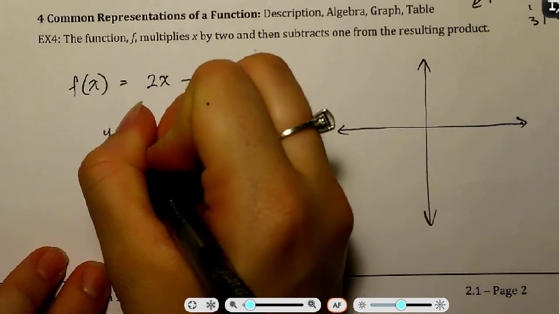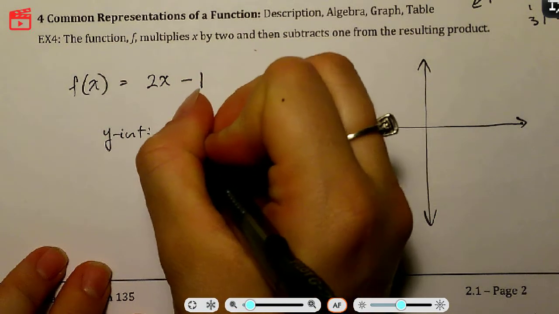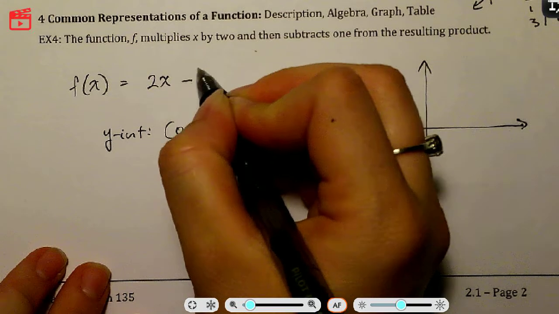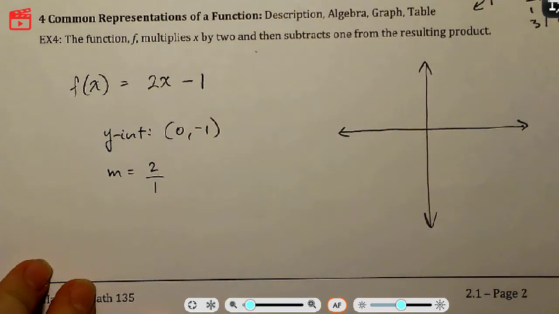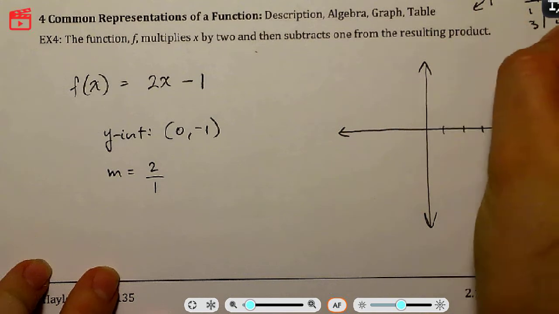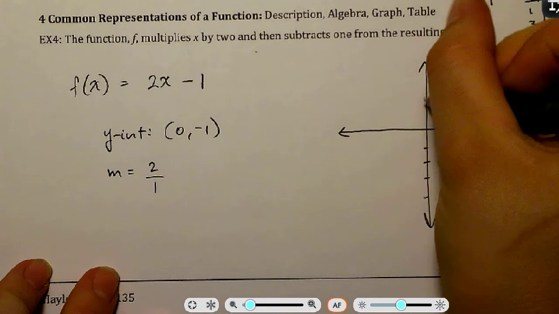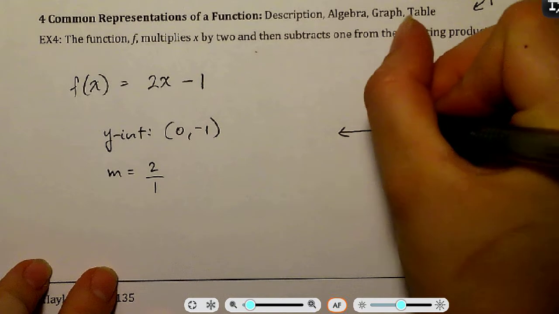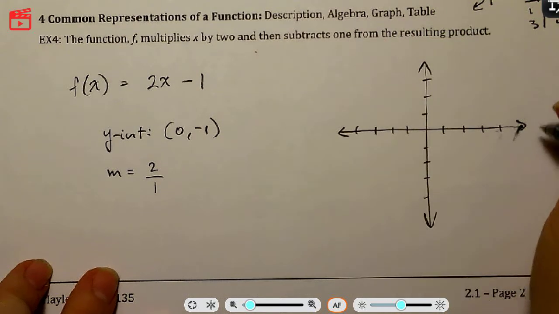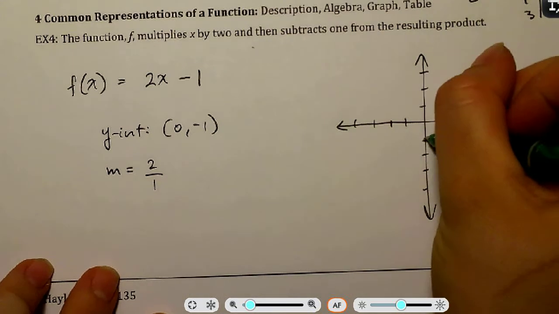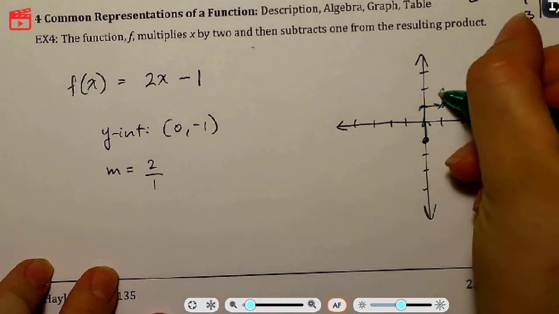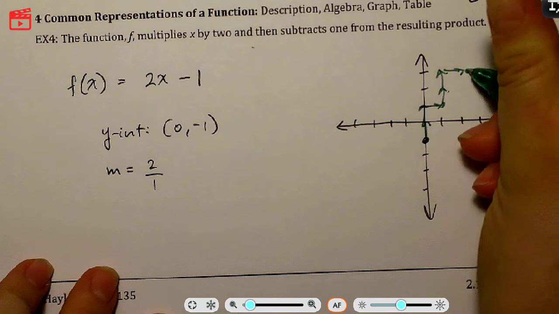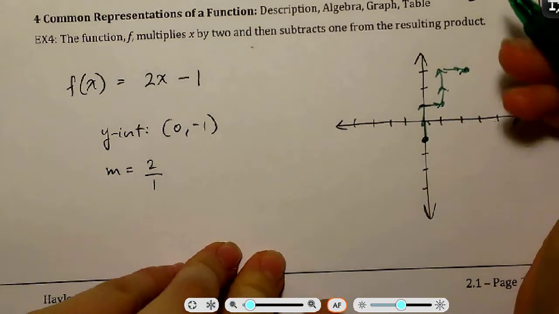So my y-intercept is 0, -1. I pulled off the -1 there. And my slope is 2 over 1. So let's go ahead, do a rough little drawing of this. Okay, my y-intercept, 0, -1. Then my slope is go up 2, right 1. Up 2, right 1. And as usual, I try to plot 3 points.